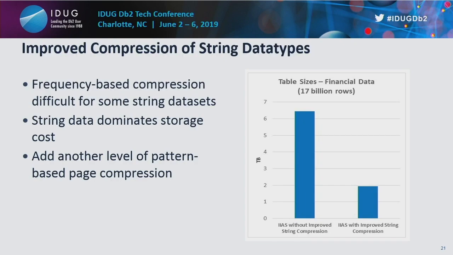Okay, and next, there's the improved compression of string data types. What does this include? This includes char, varchar, graphic, vargraphic, binary, varbinary, and inline LOBs.